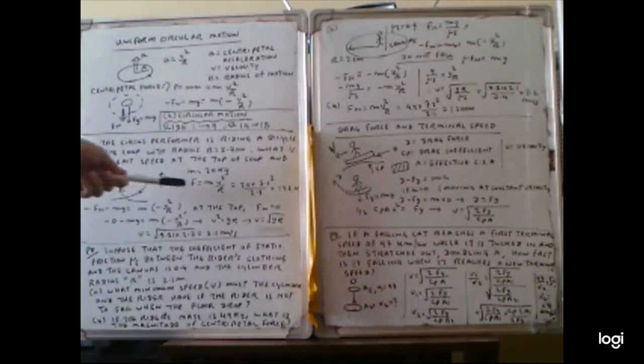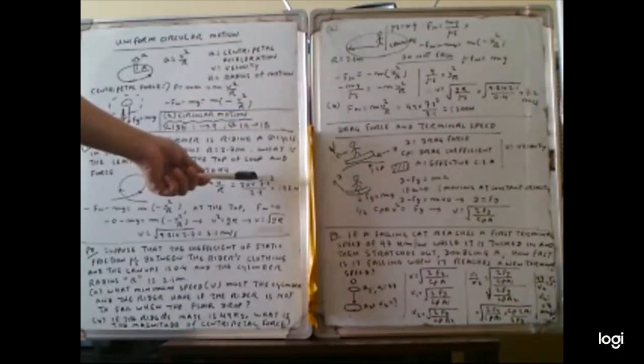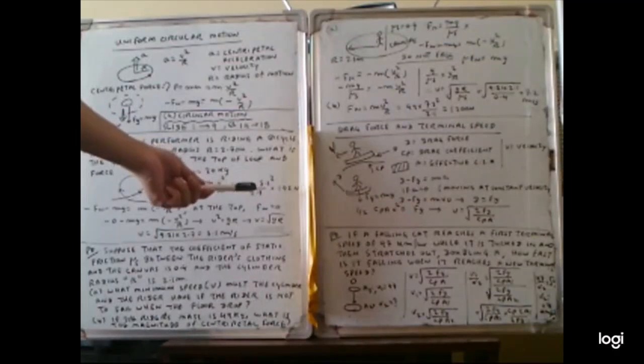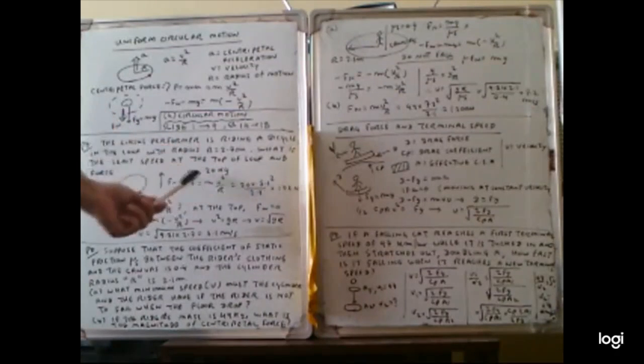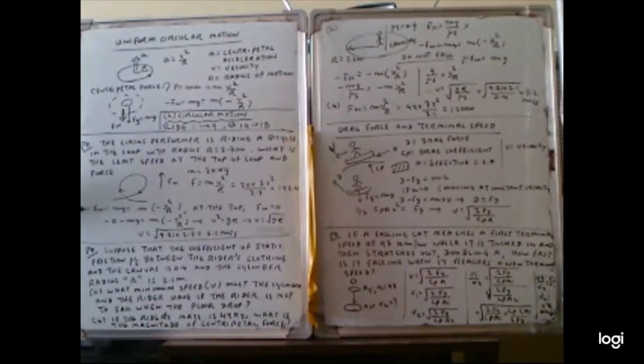So we can calculate the force. Centripetal force is equal to mv squared by r. The mass is 20, and also the velocity v, so this is for v squared. The velocity v we have to calculate. Firstly, we have to calculate the force. So we write down the equation: minus Fn minus mg is equal to m into minus v squared by r. The Fn is 0 at the top.